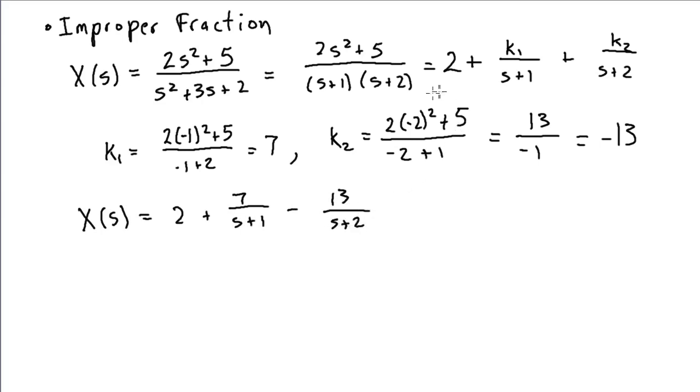If I hadn't done the synthetic division to find the constant part here, I would have gotten just this part for my partial fraction expansion. Of course, that's incorrect. If I add these together, I'm not going to get my original function.